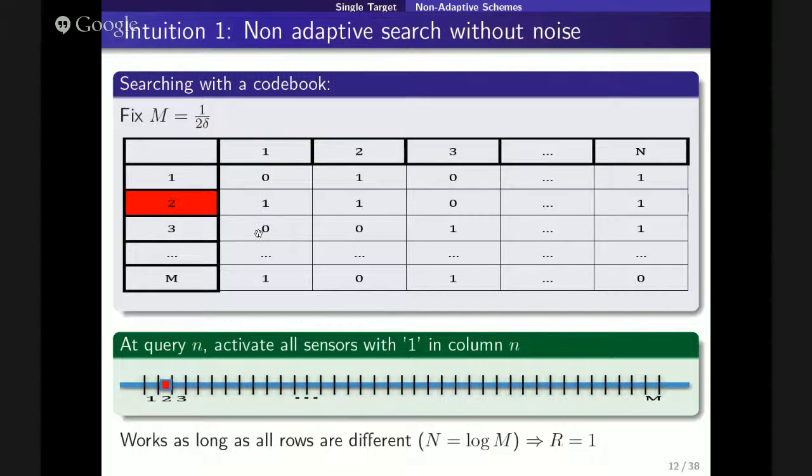In this example, in the noiseless search problem, the way I search is, in every stage, I turn on all sensors in specific columns which have 1. So if the target is in the second location, and the column has 1 in any row, then you turn it on. It doesn't matter what row. I turn all of them on. So all sensors with 1 in the kth column are used in the kth query.